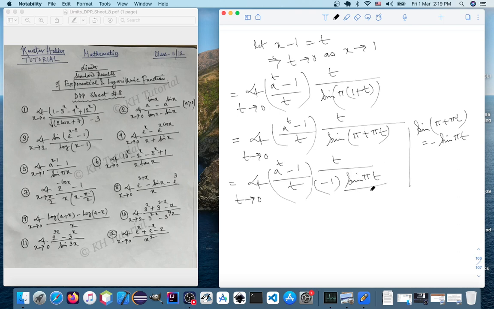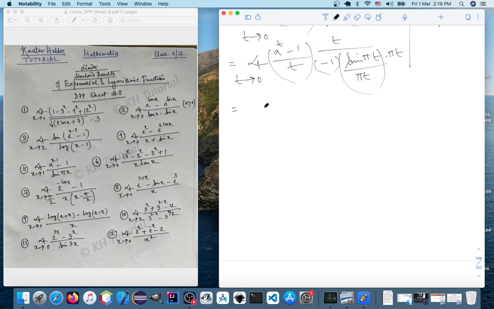What we do is we add the pi t over here and multiply with pi t, so the t will get cancelled. Now if we put the standard results, we get minus log e a, and we are left with 1 by pi. So this becomes minus log a by pi, which is the answer.